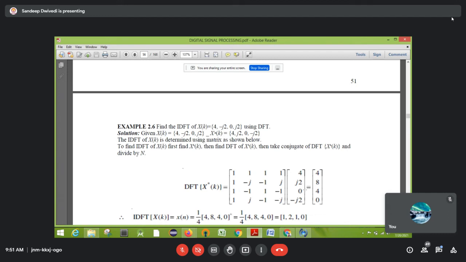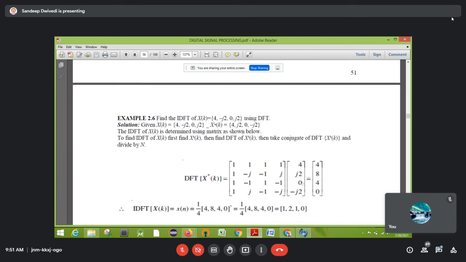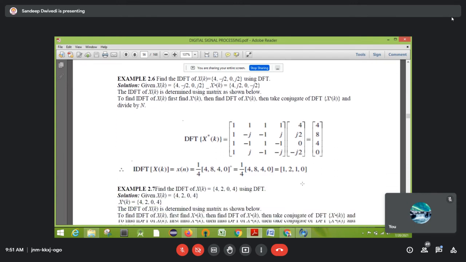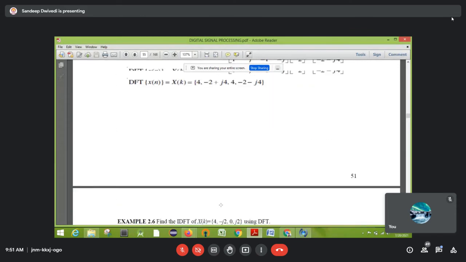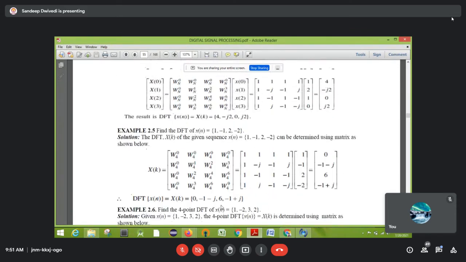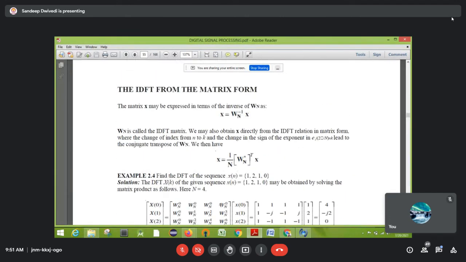So you can do this calculation and divide that by 4. Why 4? Because it is a 4-point DFT, that's why just divide it by 4. Same thing is there for other numericals. If you need to find out the IDFT, the same matrix will be there, just you need to divide it by 4. The matrix is almost the same, just you need to multiply by 1 by n.